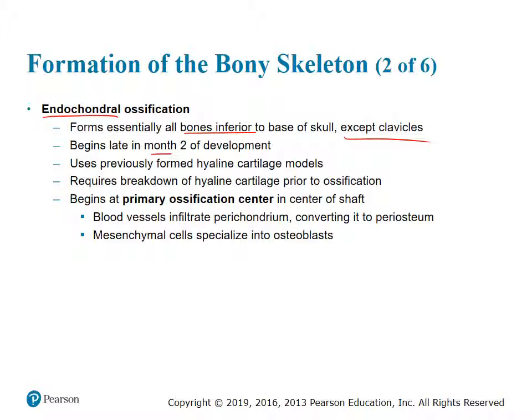Again, month 2 is our key, and actually the late part of the 8th week is where we start forming this. Again, we're replacing that hyaline cartilage with bone tissue. We break down cartilage and then we ossify. This starts at what we call the primary ossification center in the center of the hyaline cartilage. Then we start to see this process of it turning finally into bone.